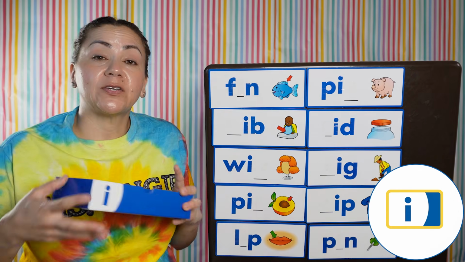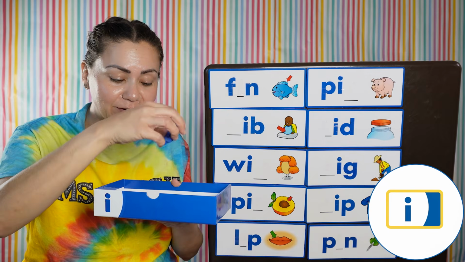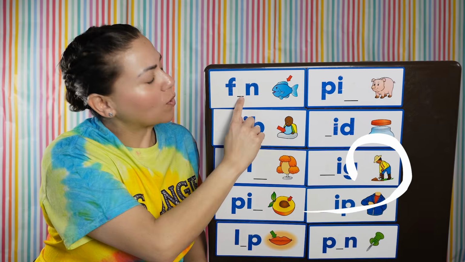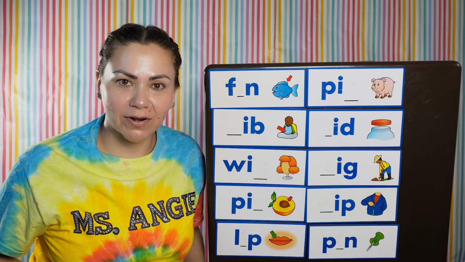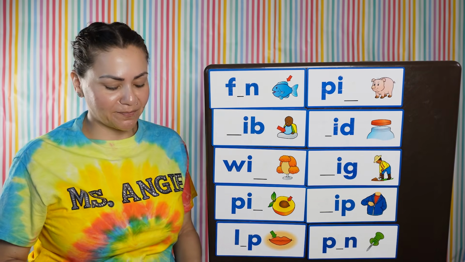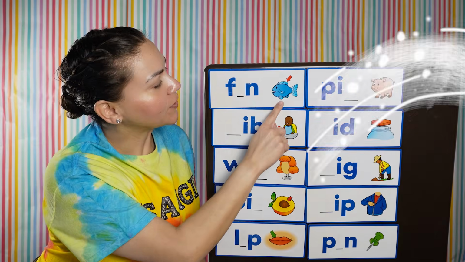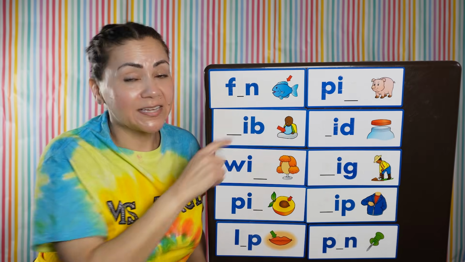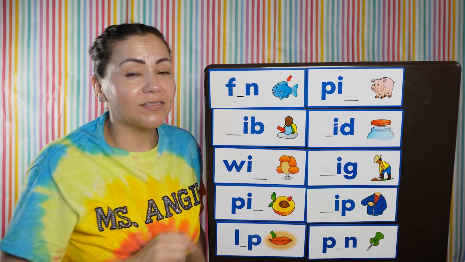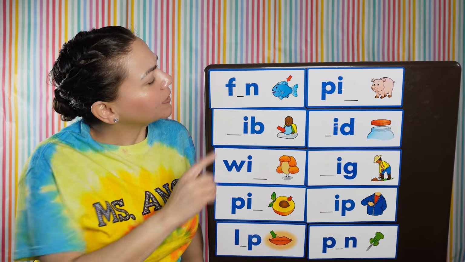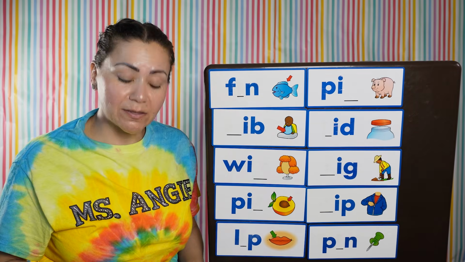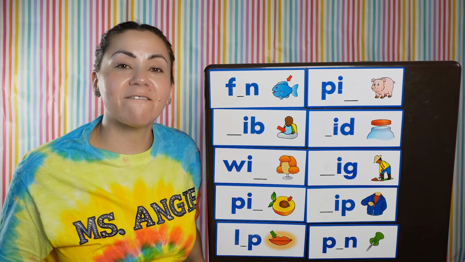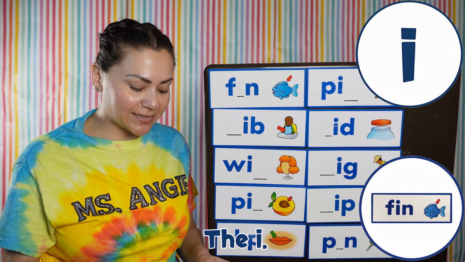Okay, so here we have some letters inside of the box, and we have to match them and find out what's missing here to spell out our word. So let's get started. On the first one, we have a picture of a fin, the fin of the fish. But there's a letter missing here in the middle. Which letter is missing on the word fin? The I. That's right, the I.